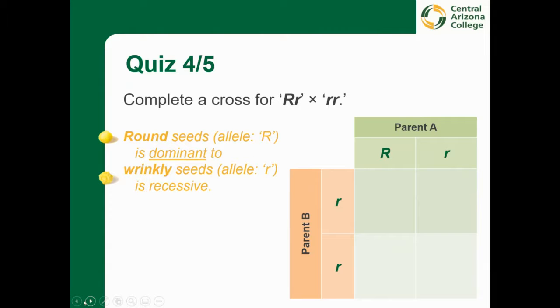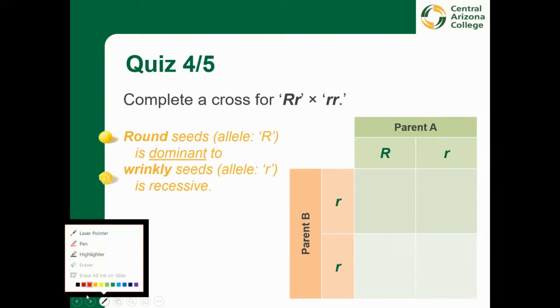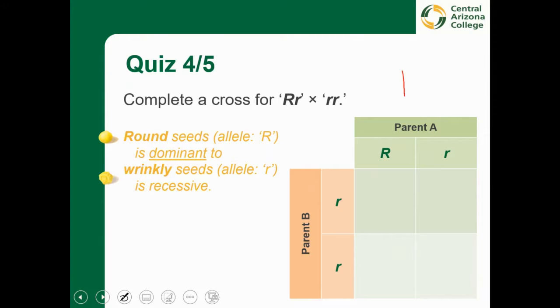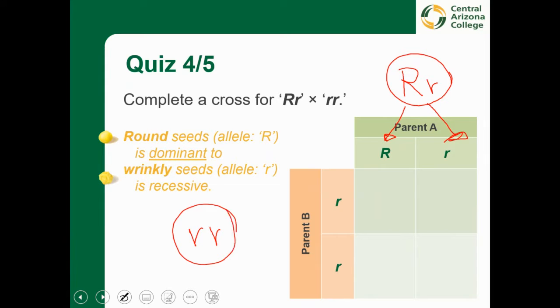This first parent, parent A, as I've labeled that, is going to have alleles that are heterozygous. So the capital R is going to go to one of the boxes, and lowercase r is going to go to the other one. For the other parent, which carried homozygous recessive alleles, lowercase r is going to go to both of these boxes. And now we simply start working across from all of these potential scenarios.